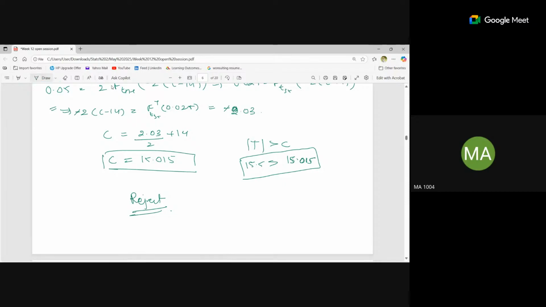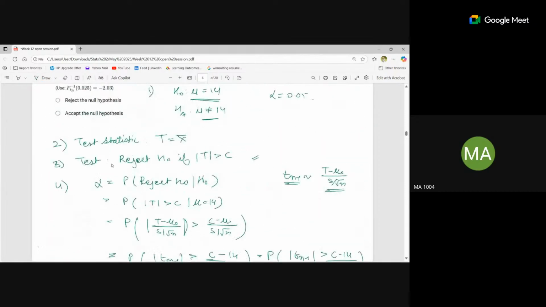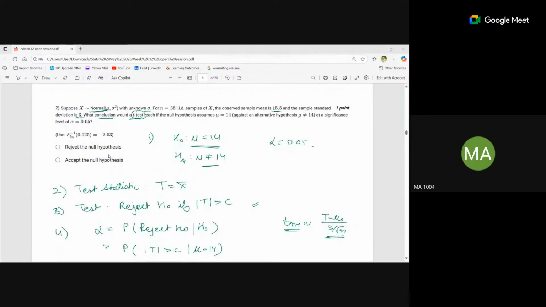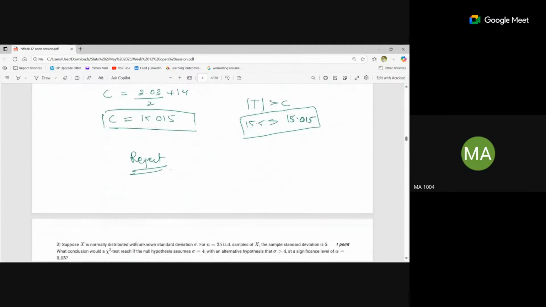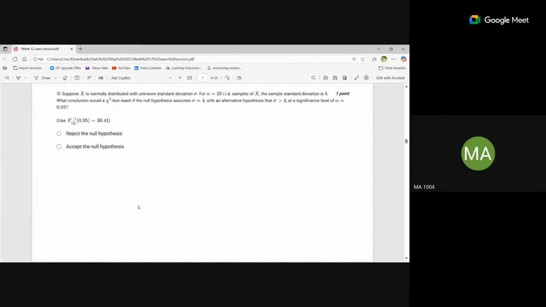Is the solution clear to everyone? T-test is clear? Now you have got the point of how to do a T-test. Now it is clear, right? Okay, fine. Now let's do the second question.